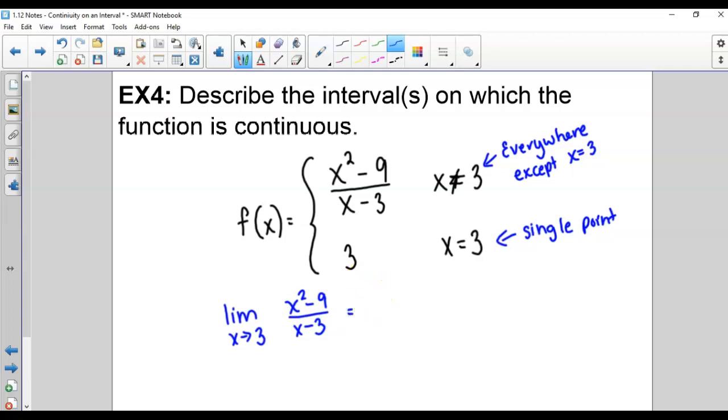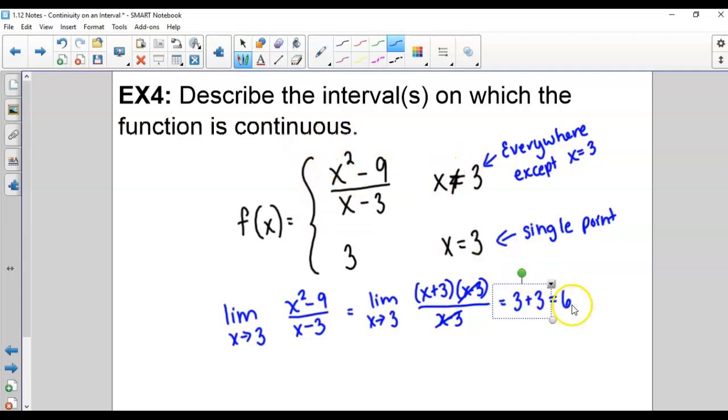And so if we take that limit, if you plug in 3, you get 0 over 0. So let's factor: x plus 3, x minus 3, all over x minus 3. And our x minus 3 is canceled. So then we can just plug in our 3, and we get 3 plus 3 equals 6. So the limit as x approaches 3 of this top equation is 6. The value at the point is 3.